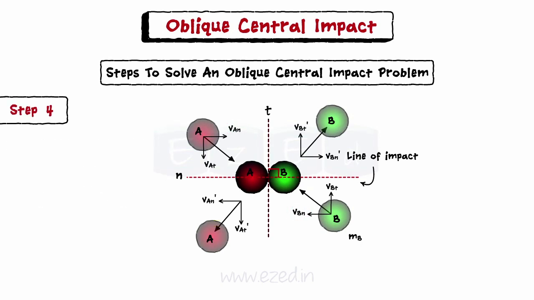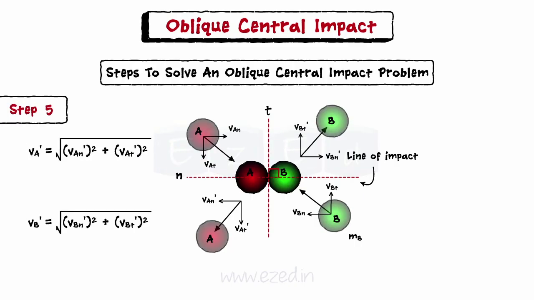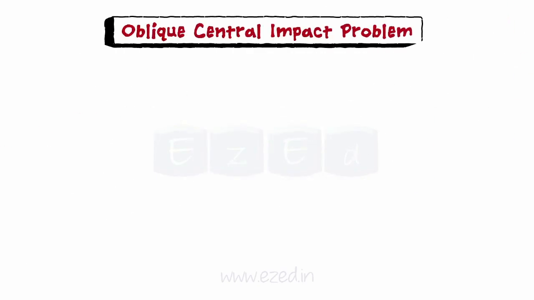Step 4. Work in the tangent direction. Since velocities don't change in tangential direction, velocities in tangential direction remain the same. Step 5. The magnitude of velocities after impact is given as follows, and the new direction of velocity is given as shown. Let us consider a problem on oblique central impact.